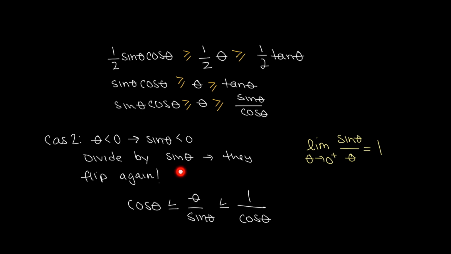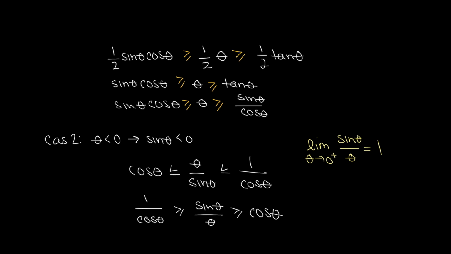So now I'm going to divide by sine theta. But since we're in quadrant 2, sine theta is negative, and those inequalities are going to flip yet again. And we're going to get cosine theta less than or equal to theta over sine theta less than or equal to 1 over cosine theta. This is identical to the inequality I had written down for the right-hand limit for the quadrant 1 case. So I won't repeat all of my work, but we can do the exact same reasoning.